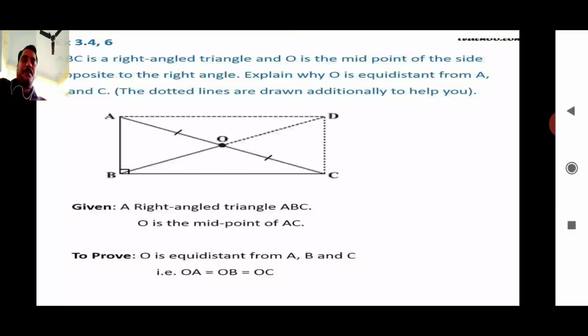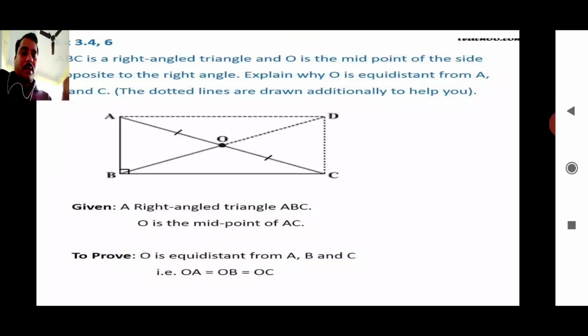Next one. This question is very important. ABC is a triangle, and O is the midpoint of the side opposite to the right angle. Explain why O is equidistant from A, B and C. The dotted lines are drawn additionally to help you. The question is given exactly in the same part in the book.